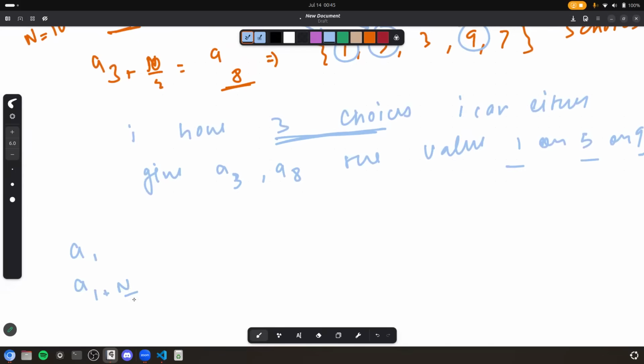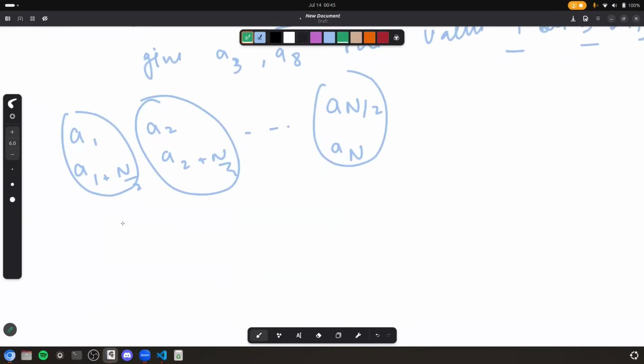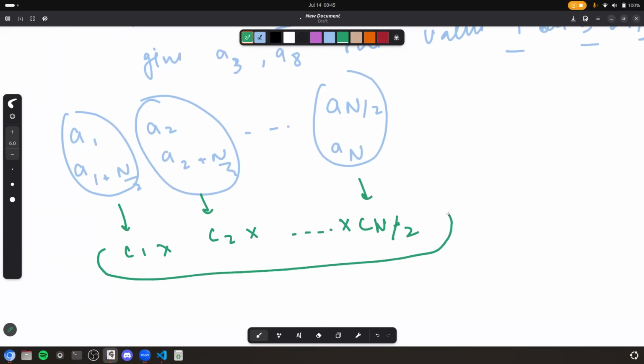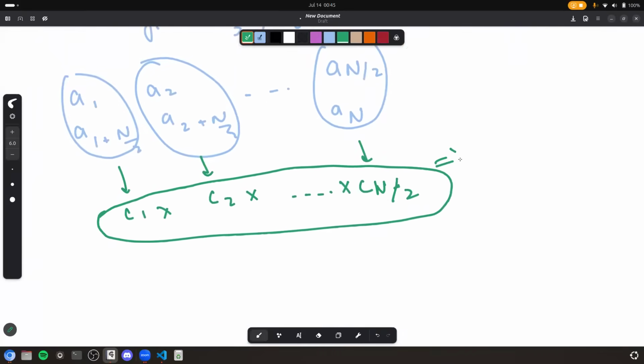So again, what I can do is calculate the choices for these pairs: A1 and A1 plus n by 2, A2 and A2 plus n by 2, till A n by 2 and An. So I can find out the choices that I can make for these elements. Let's say they are C1, C2 till C n by 2. And I can just multiply them. So this would give me the number of not good arrays, just like how I calculated the total number of arrays.